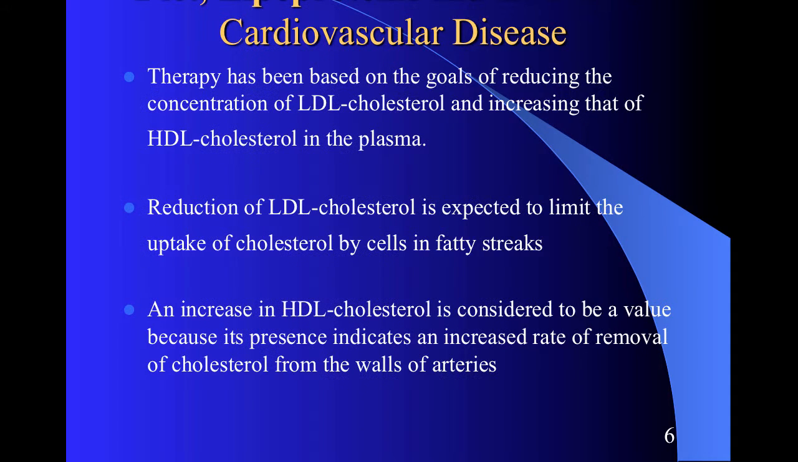So now let's start looking at what has to do with diet. Diet, lipoproteins, and the risk of cardiovascular disease. Therapy has been based on the goals of reducing the concentration of LDL cholesterol and increasing that of HDL cholesterol in the plasma, because higher HDL cholesterol can help move cholesterol to the liver for excretion. So again, we want low LDL and high HDL to be protective. Reduction of LDL cholesterol is expected to limit the uptake of cholesterol by cells in the fatty streaks. An increase in HDL cholesterol is considered to be of value because its presence indicates an increased rate of removal of cholesterol from the walls of arteries.